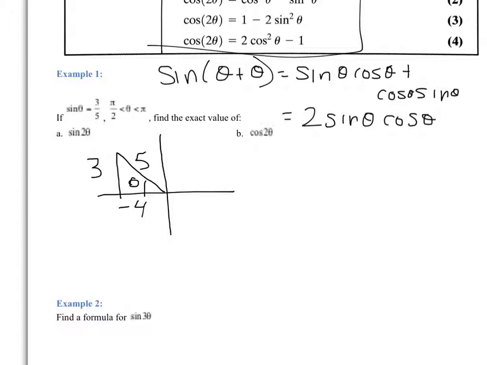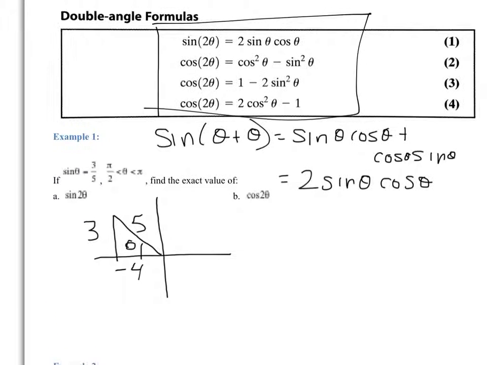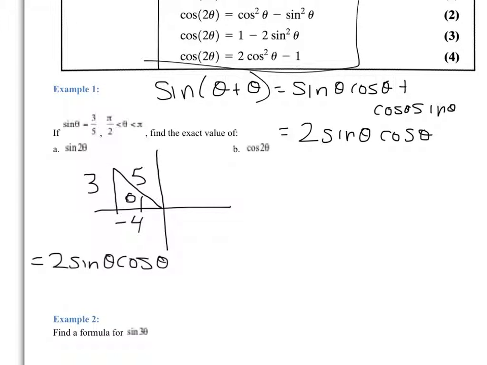Now we're just going to use the formula that we have up above to find sine of 2 theta. Sine of 2 theta is the same thing as 2 sine theta cosine theta. So we already know what sine theta is. Sine theta is 3/5. So this is 2 times 3/5. Cosine theta is -4/5. So 2 times 3 times 4 is -24 over 25.